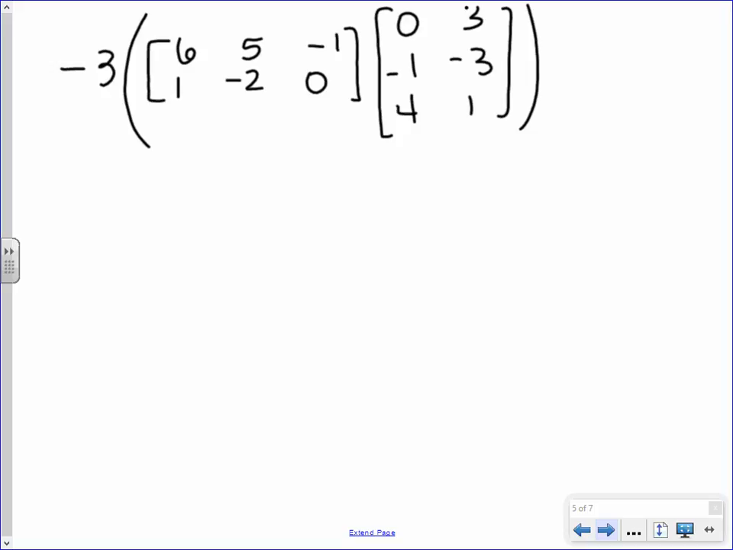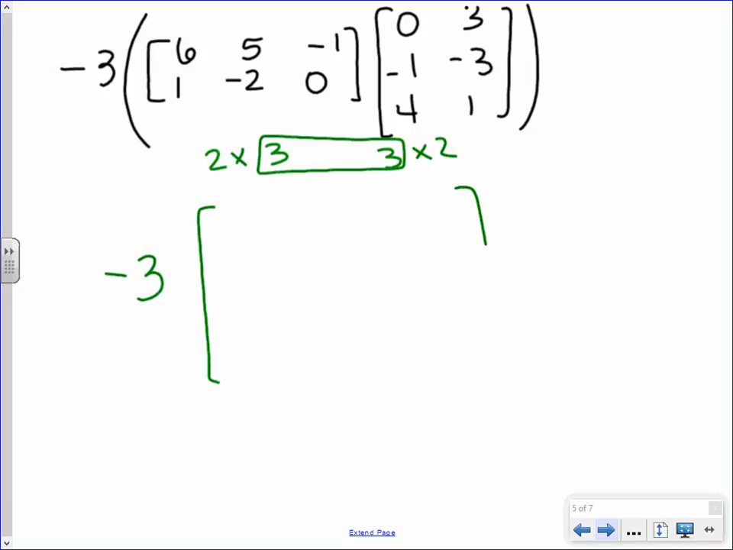Multiply. Okay, we should multiply our matrices first and then worry about the constant, the scalar multiple, last. Can we multiply these two together? Yes. Is that a 3 at the top? We get a 2x2 matrix.